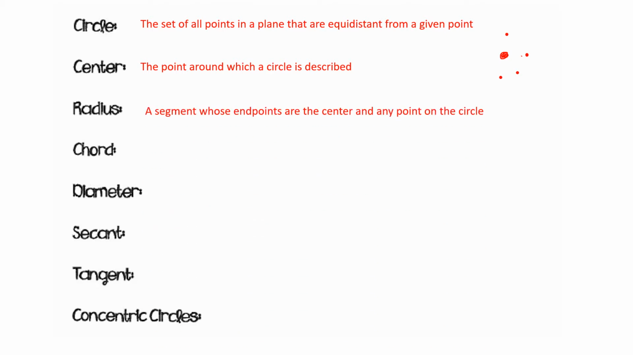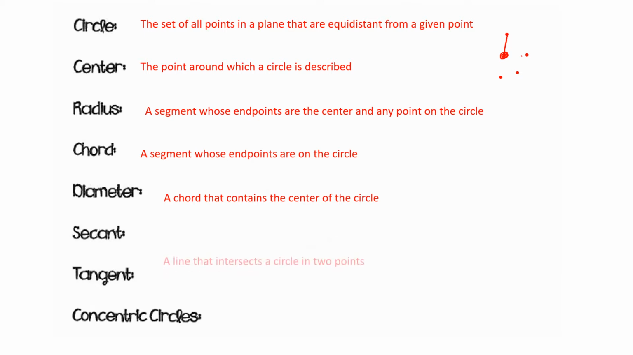The radius, you guys know the radius, but the formal definition is a segment whose endpoints are the center and any other point on the circle. So this would be the radius. Okay, next is a chord. A chord is a segment whose endpoints, both endpoints, are on the circle. And we'll see what that looks like in a diagram in just a second. The diameter, again, we know the diameter, is the chord that contains the center of the circle. So it's a specific kind of chord, okay?